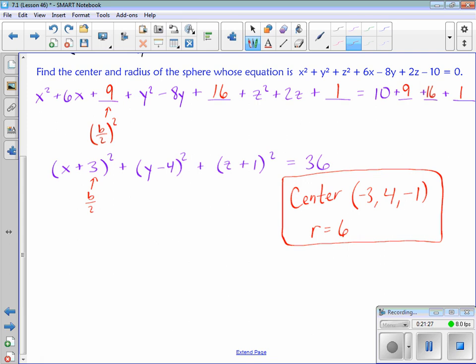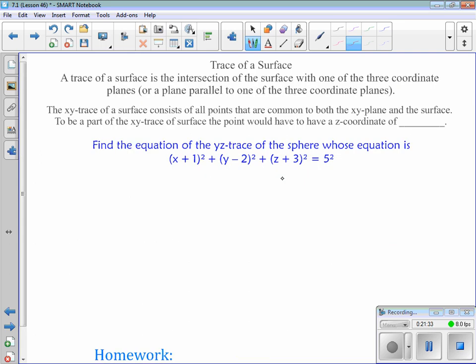Okay. Now the last page seems complex again, but it's really not to actually do the solving here. Okay, so trace of a surface. A trace of a surface is the intersection of the surface with one of the 3 coordinate planes or a plane parallel to one of the 3 coordinate planes, but typically just like the xy plane or xz or yz.